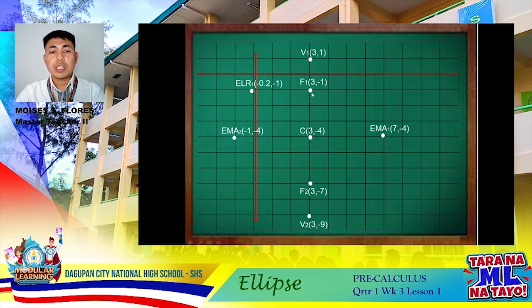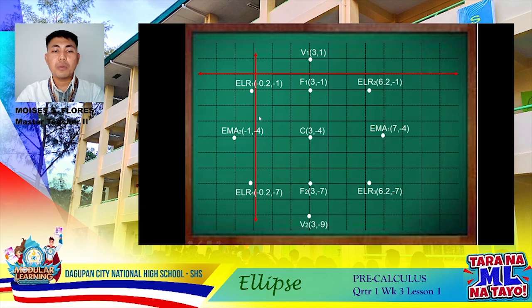Let's proceed on the other side. 1, 2, 3.2. So we have the coordinates 6.2 and of course negative 1. Next, from here 1, 2, 3.2. So there you have another ELR. Then from the focus 1, 2, 3.2, another ELR, which is negative 0.2 and negative 7. So take note of our coordinates, considering of course the center.